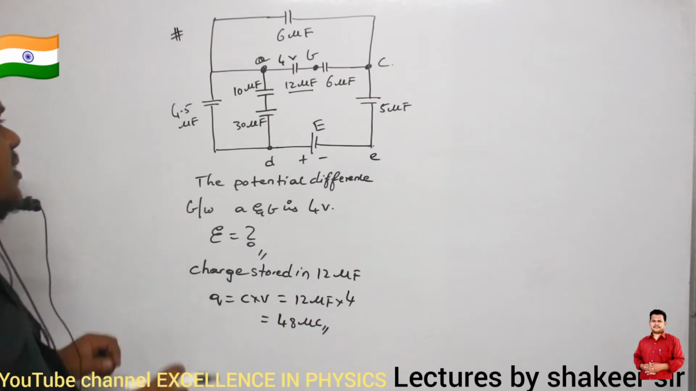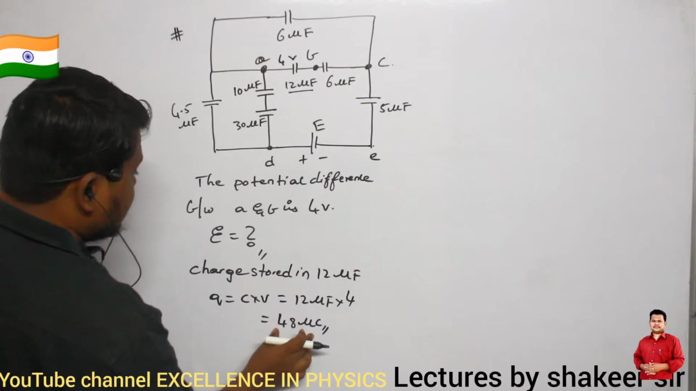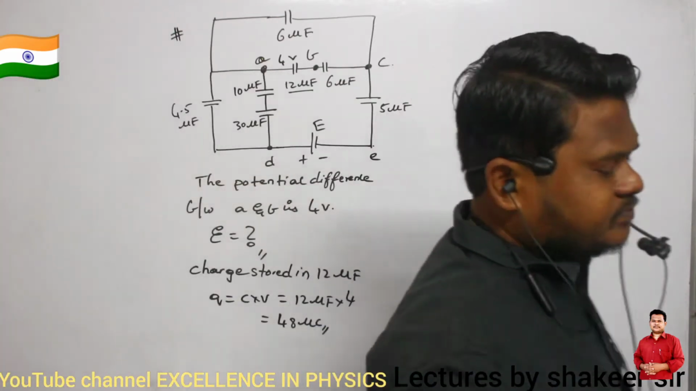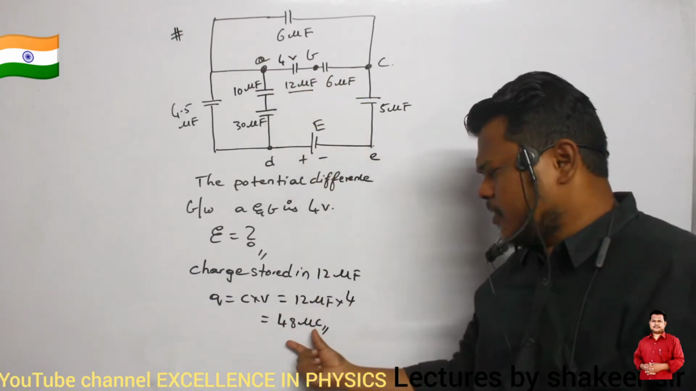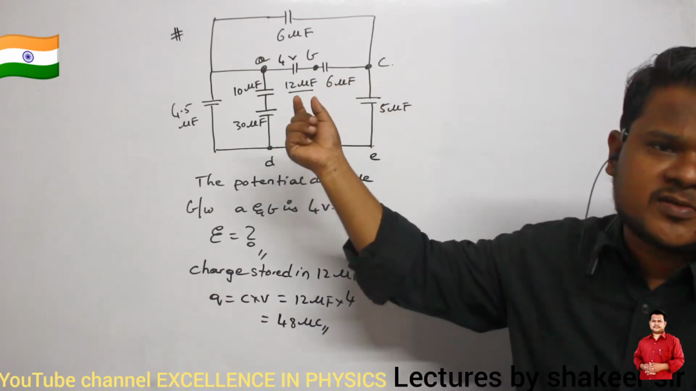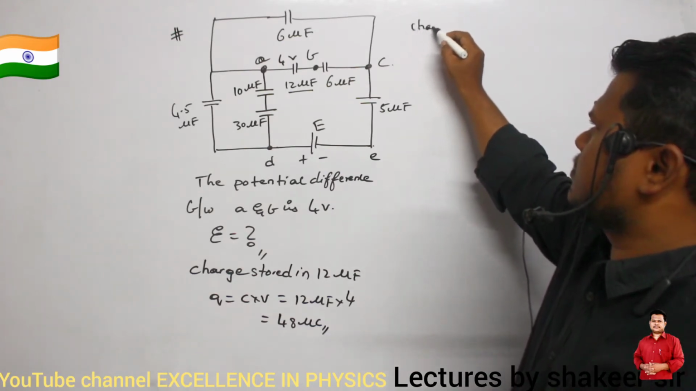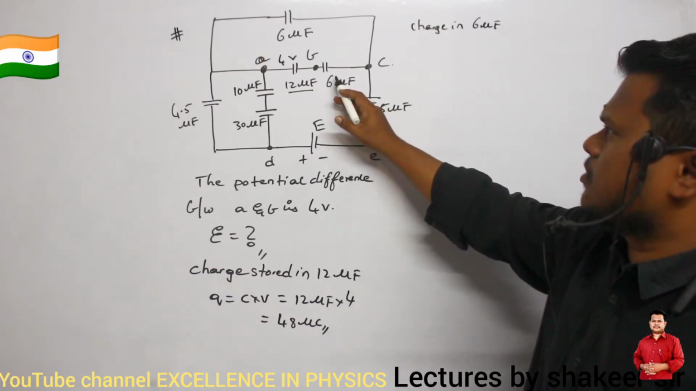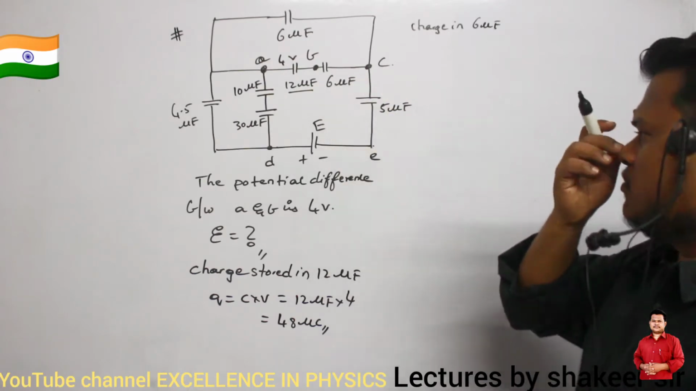Are you able to understand? Okay. So in this capacitor, 48 microcoulombs of charge is present. Then what is the charge present in the 6 microfarads capacitor? Which 6? Here also we have one 6. In this 6 we are discussing. So in this one, what is the charge present?